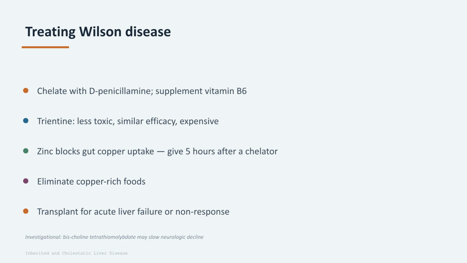Zinc works differently. It blocks copper uptake from the gut and can help delay disease. Use it alongside a chelator and give it 5 hours after the chelator so the two do not bind each other. Eliminate copper-rich foods. Transplant is for acute liver failure or for disease that does not respond. And an investigational agent, bischoline tetrathiomolybdate, may slow neurologic decline compared with trientine.